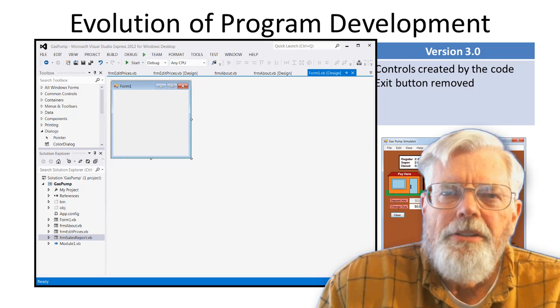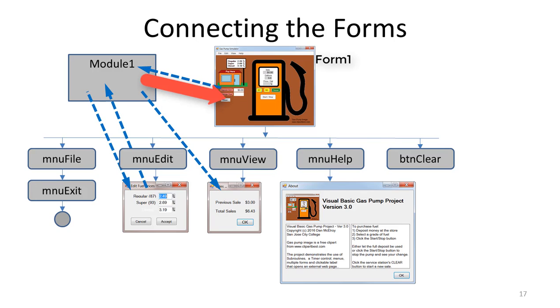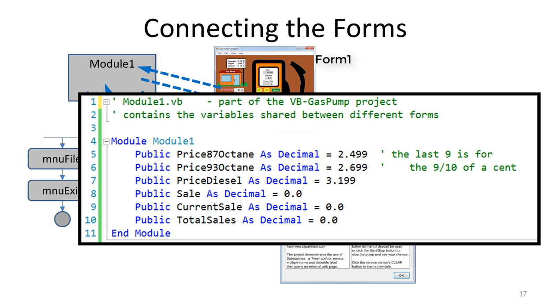when the program first started running. A module can be used when you need to share data, subroutines, or functions between the different parts of the program. For example, in the GasPump project, the fuel prices are stored in module1.vb and can be viewed by any of the forms. The fuel prices are used by Form 1 when computing the price of a sale. The menu edit form needs to be able to view and update the fuel prices. Both forms have access to the same data. If this data were not shared, then any edits by menu edit would not be available to Form 1.